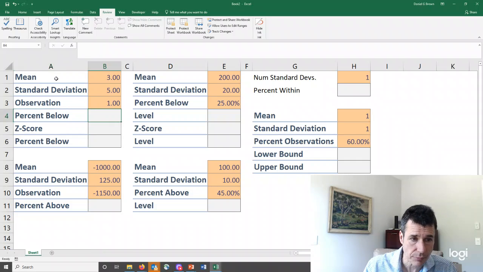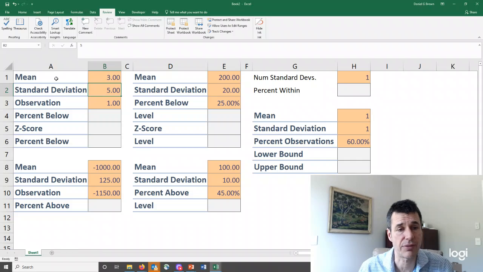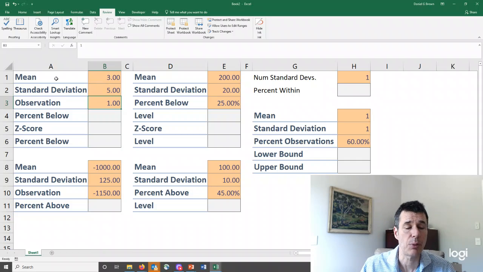So, in this first example, we're going to try to find the percent of observations in the normal distribution which are below a particular level. So here we've got an example. We've got a mean of 3, standard deviation of 5, so that defines our normal distribution. And we want to know what percent of observations are below 1. Namely, if we started doing random observations from this distribution, what percentage of those would be below 1?